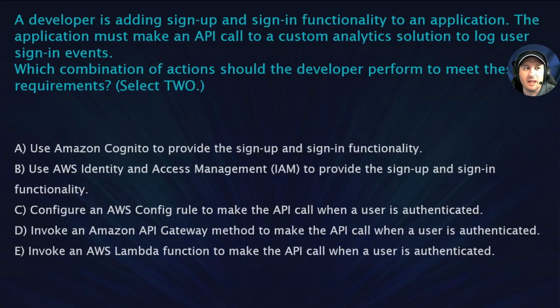For the question today, a developer is adding sign-up and sign-in functionality to an application. The application must make an API call to a custom analytics solution to log user sign-in events. Which combination of the two actions should the developer perform to meet these requirements?